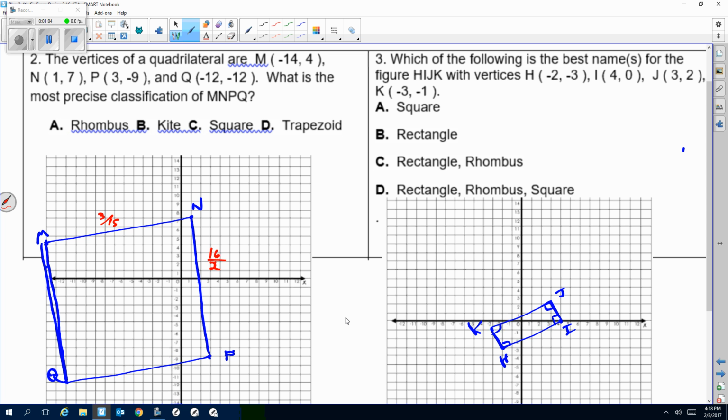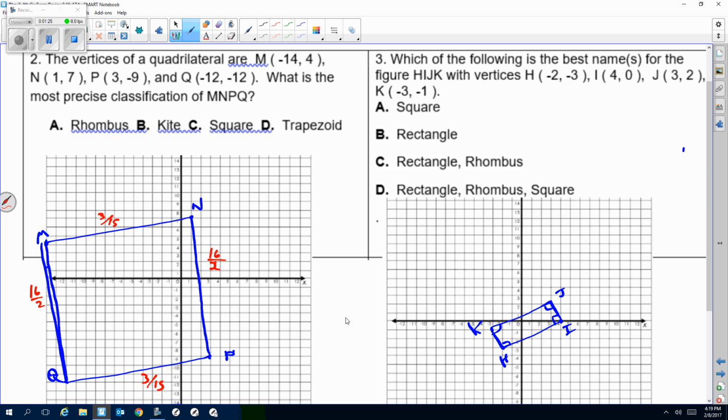And then this one over here is 3/15. And this here is, let's see, we got -12, 16 over, this is 12, 13, 14. I think this is 16/2 as well.